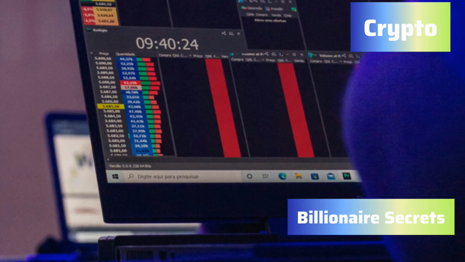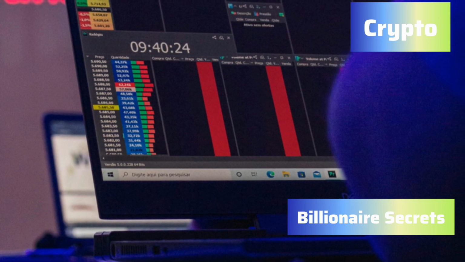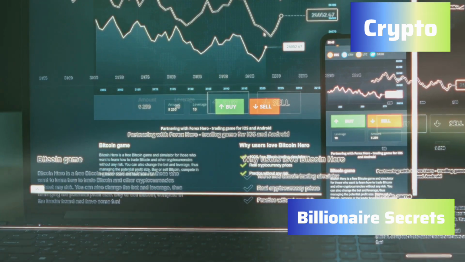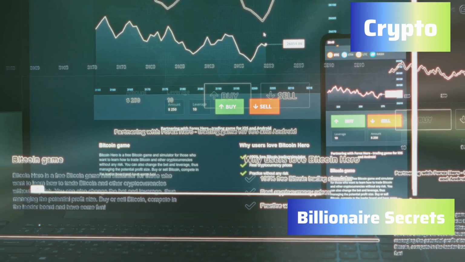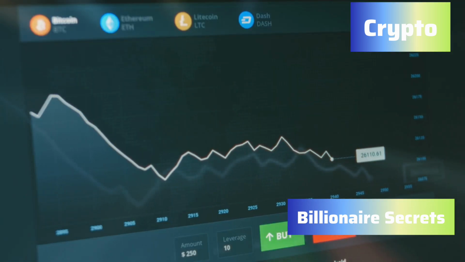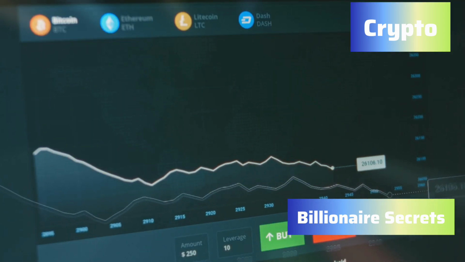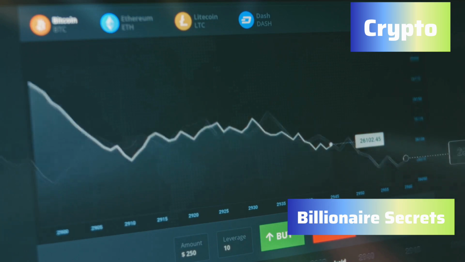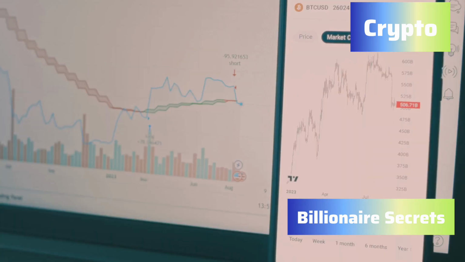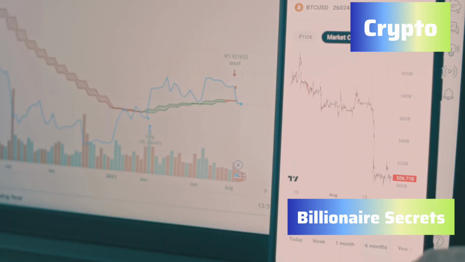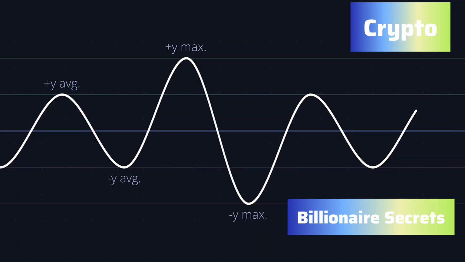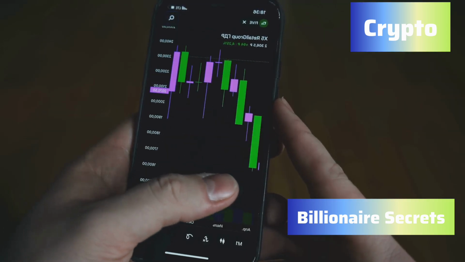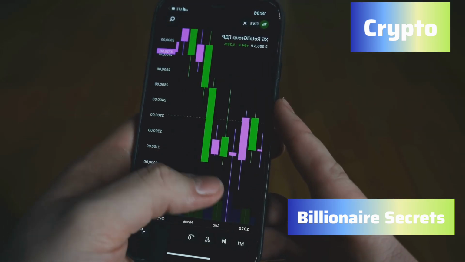Divergence is a more advanced but very powerful MACD signal. It occurs when the price of an asset is moving in the opposite direction of the MACD indicator. For example, bullish divergence happens when the price makes a new lower low, but the MACD makes a higher low. This suggests that the downward momentum is weakening and a price reversal to the upside could be coming. Bearish divergence is the opposite. The price makes a higher high, but the MACD makes a lower high. This signals that bullish momentum is fading and a downward reversal might be near.